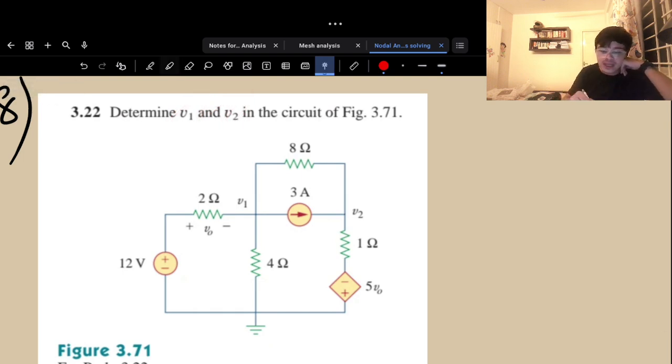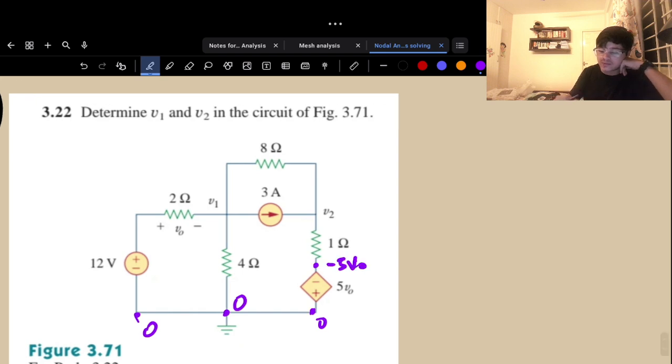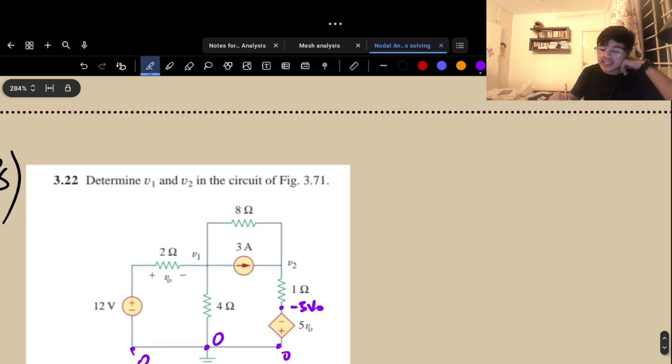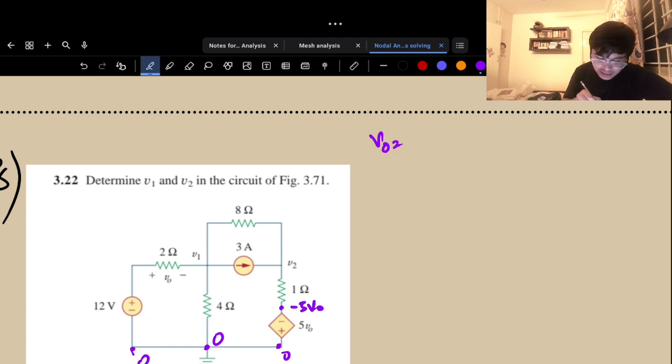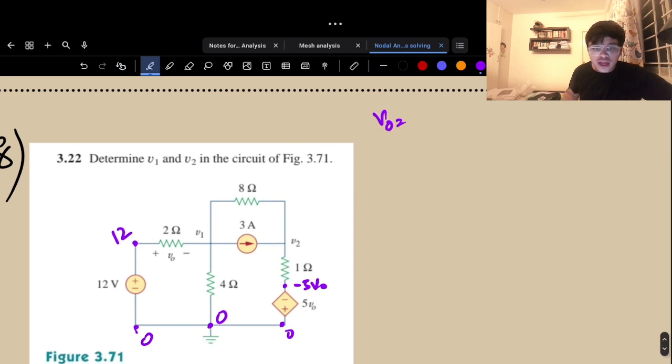So I have to determine V1 and V2. As usual, this is my ground, this is my zero. This will be my minus 5 V naught. So instantly I will write the parameter V naught. Since this is my zero, this is my 12 volts. As you can see in the picture, V naught is equal to 12 minus V1. That is my equation number one.